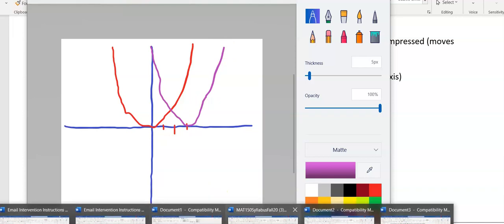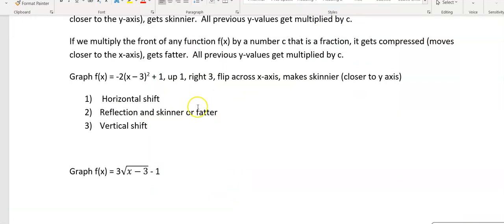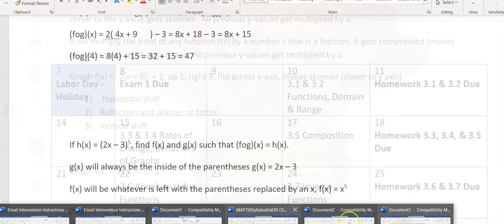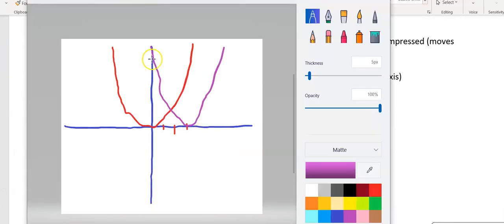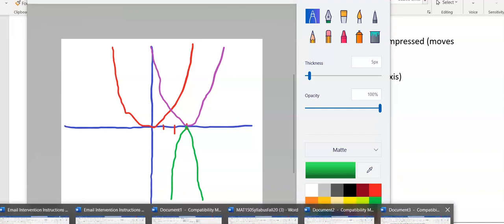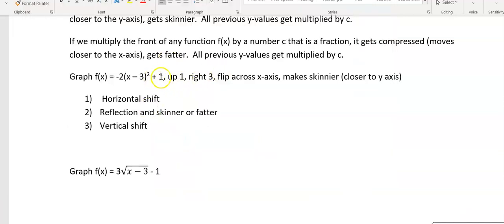Now let's go to reflecting it. We needed to both make it skinnier and flip it across the x-axis, and we can do that in one step. So let me go to Paint. I'm going to make it skinnier than I have it here, and I'm going to flip it downward. So make that green. I now have a downward parabola, and I'm going to draw it skinnier, something like this. And then lastly, we want to do the vertical shift. Our vertical shift was up one.